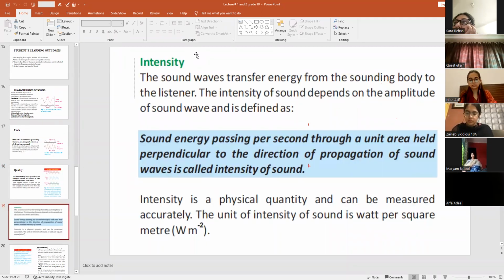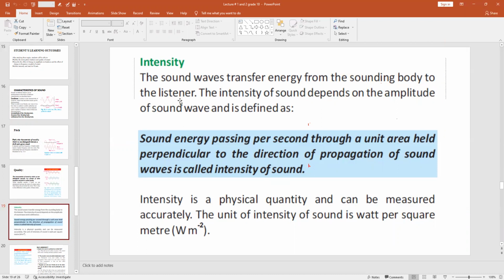Okay, the next characteristic is intensity. Intensity is how much sound is produced in a given time. The sound waves transfer energy from the surrounding bodies to the listener. Obviously, as I'm speaking, you are listening to me. When I'm speaking, my vocal cords vibrate. They enable me to speak, and these vibrations produce sound waves, and these sound waves reach your ear, right? So in this way, sound travels, right?